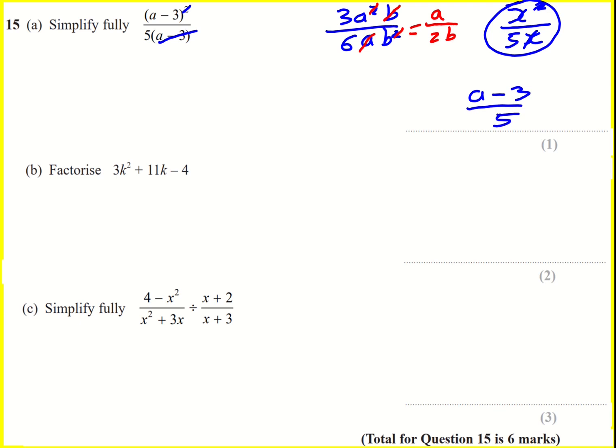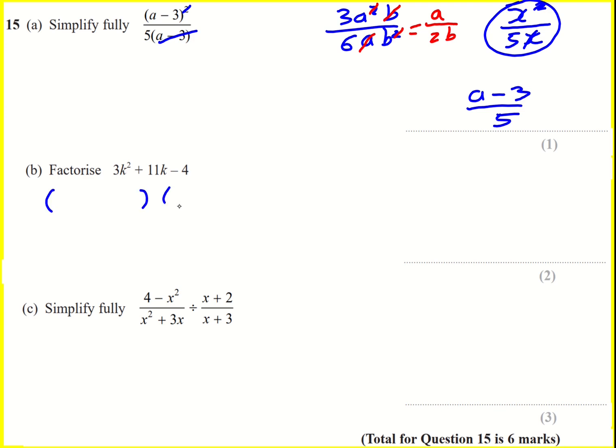You do not want to start expanding this. That would be horrendous. No, if it wasn't expanded, your aim would be to actually factorize it. Since it is factorized, we just got a common factor of a minus 3 in the top and the bottom. We cancel out, there's just an extra a minus 3 which we leave in the top. That's our answer.